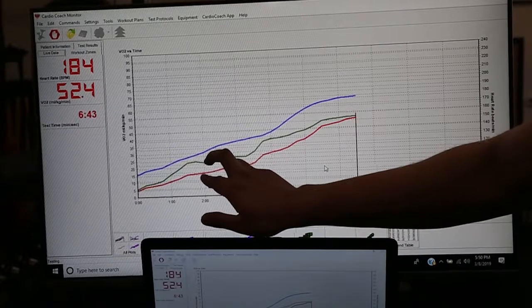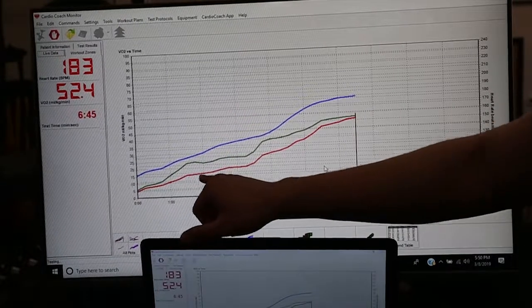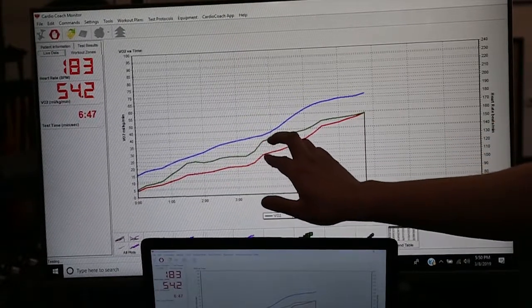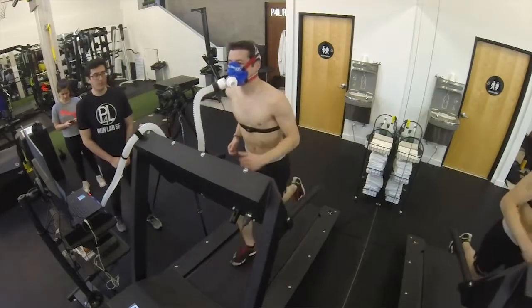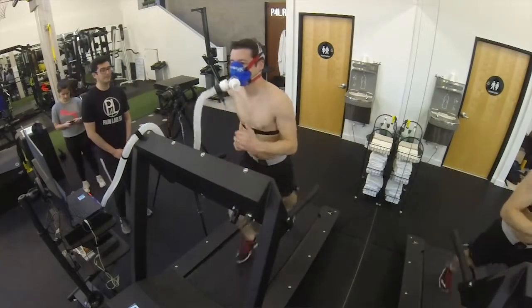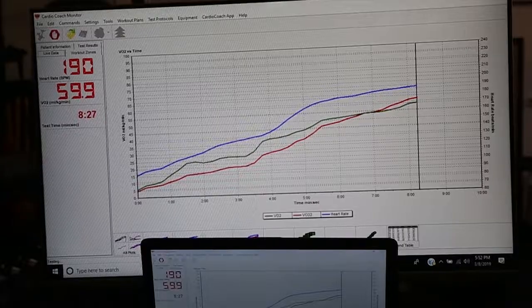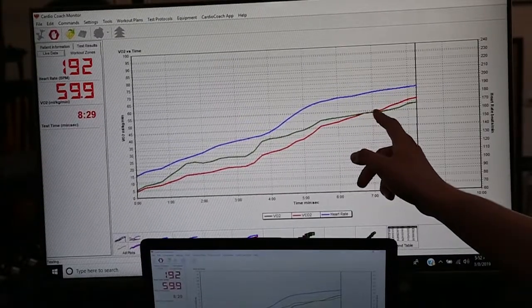When it's nice and thick right here, you're using mostly fat, right? When it starts to skinny down, carbs start to be utilized a little bit more, right? A little bit more, until at one point it's gonna cross. That's what we call the anaerobic threshold, or the max steady state, okay? Anaerobic threshold detected. It just crossed right here.